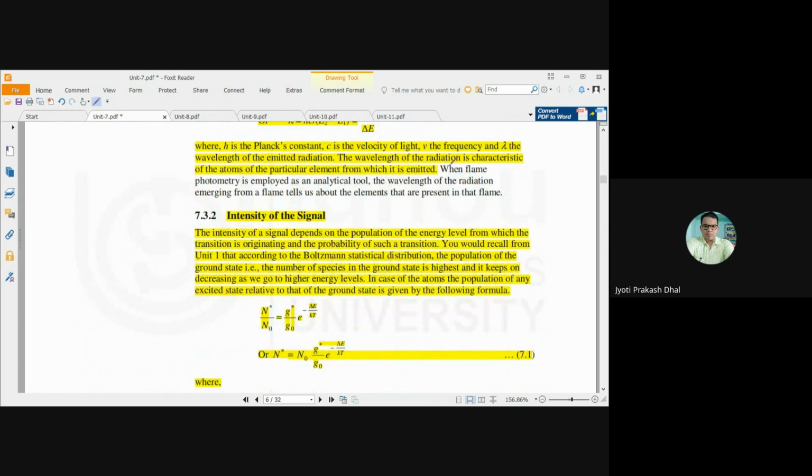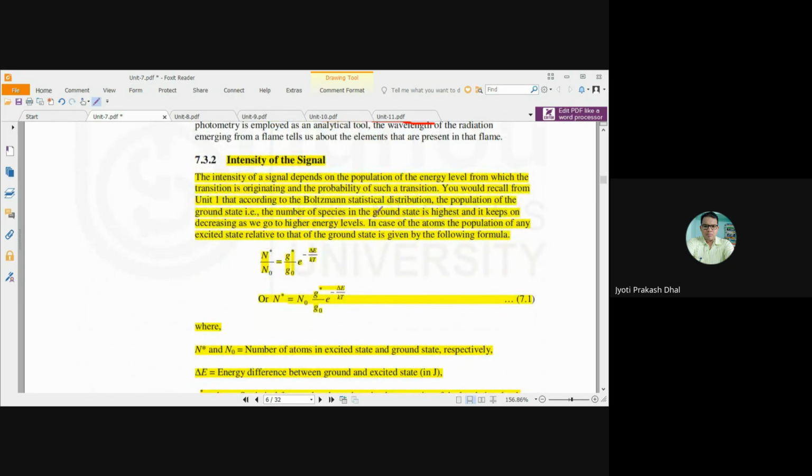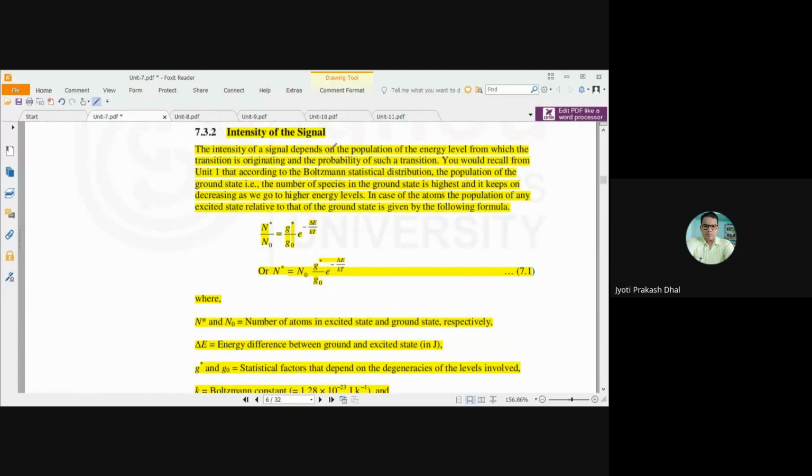So the wavelength of the radiation is the characteristic of the atom of the particular element from which it is emitted. That means different atoms will emit light of different wavelengths. Now the second factor is intensity of signal. The intensity of signal depends upon the population of the energy levels from which the transition is originating and the probability of such a transition.